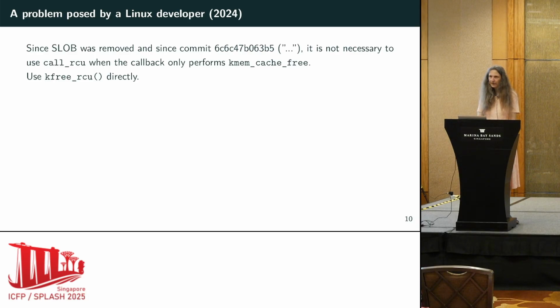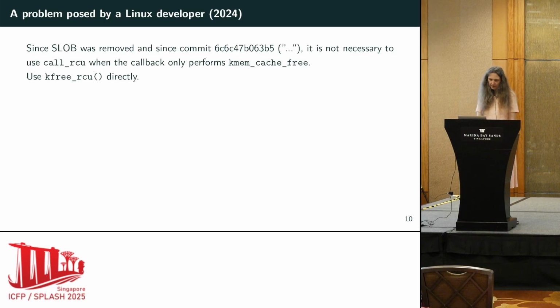So I'll just give a couple more recent examples that are a bit more complex. I'm not going to go into them in great detail. This is one where something that a Linux kernel developer asked for recently. You can read it: since slob was removed and since commit whatever, it's not necessary to use call_rcu when the callback only performs kmem_cache_free.